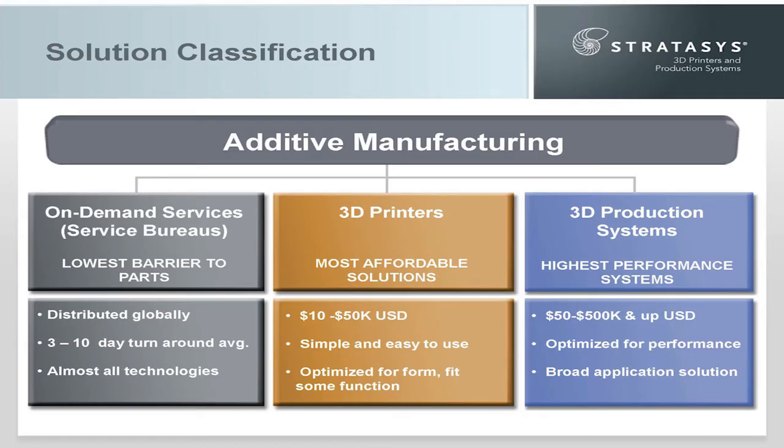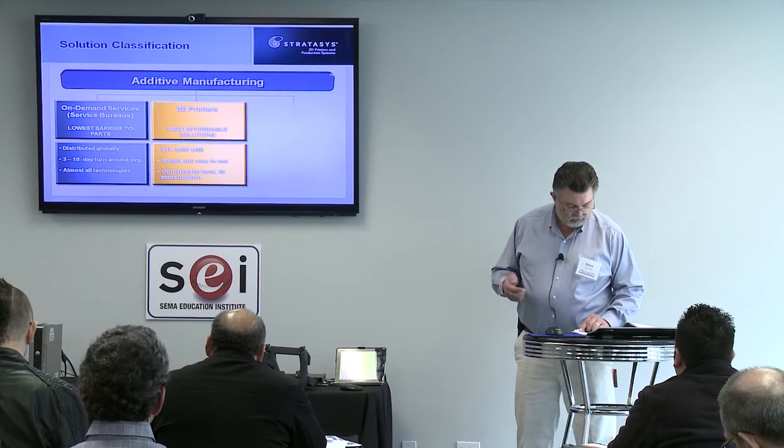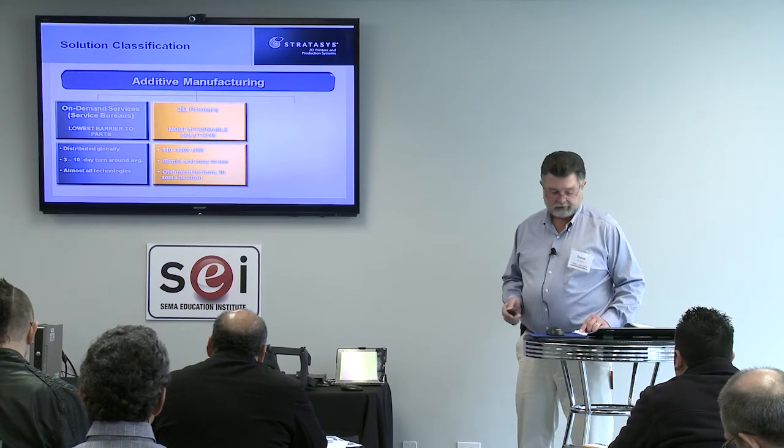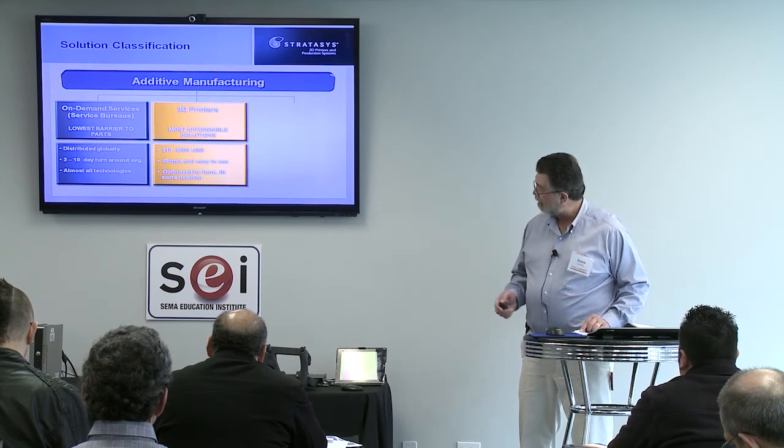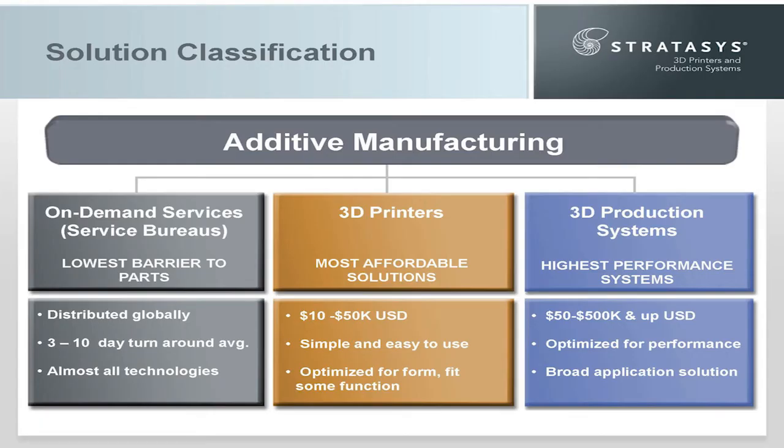Next up is 3D printers. They're probably the most affordable. They average about 10 to 50K, simple, easy to use, and they're optimized to give you a part for fit, form, some function. Some use "3D printer" to include all technologies. We use it just on our lower range systems.